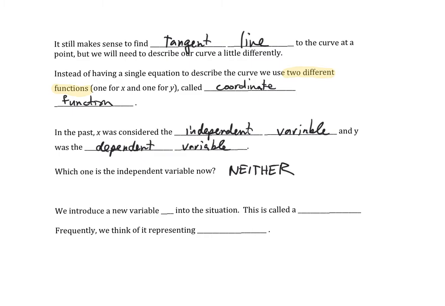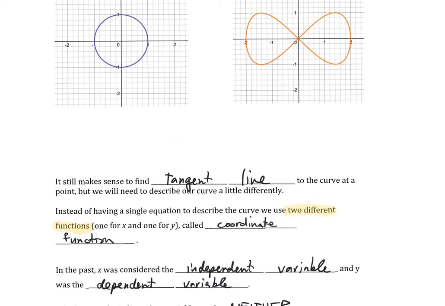So what makes a parametric equation is that we're going to introduce a new variable t into our situation. And this new variable t is called a parameter. Okay. So frequently we think of it as representing time. One of the reasons why we like to use t for our parameter is that it represents time. So I want to go back to the top of the page and take a look at our first two curves over here. Okay.